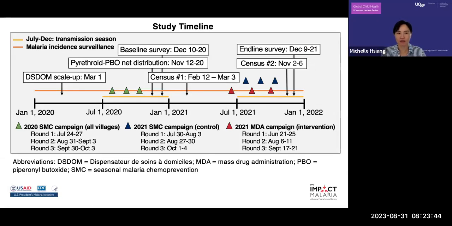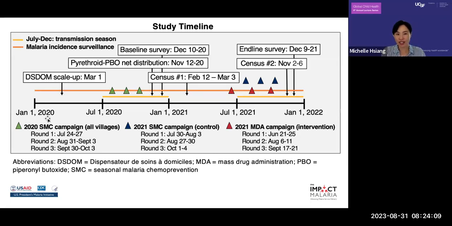Sorry, I forgot to mention earlier, this was a collaboration through Impact to Malaria, a consortium led by PSI, Population Services International, and funded through the President's Malaria Initiative. We did this in collaboration with University of Chess, UCSF, and some other local partners in Senegal as well. So this is a study timeline.